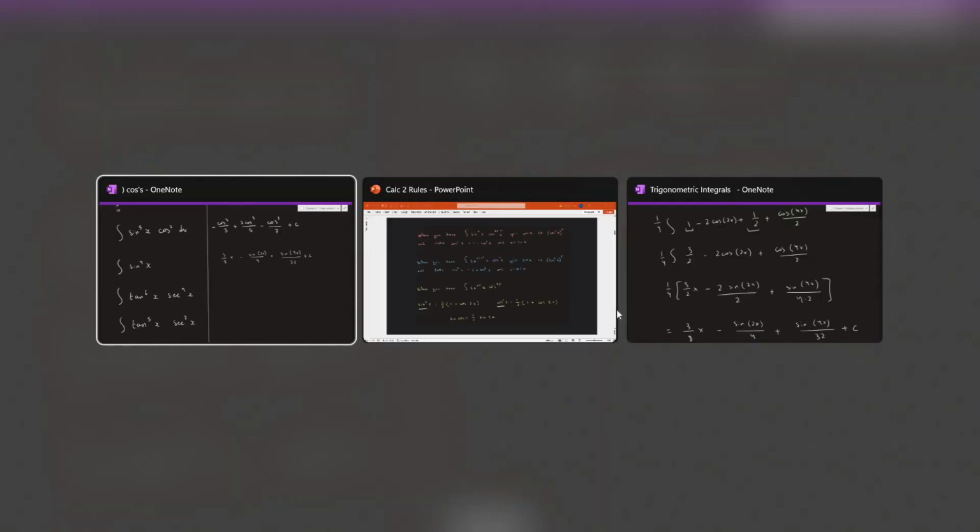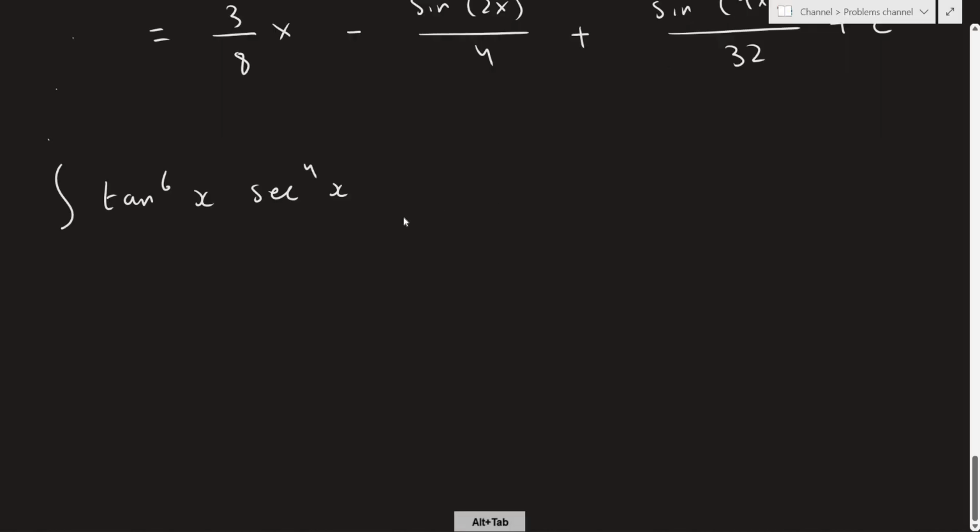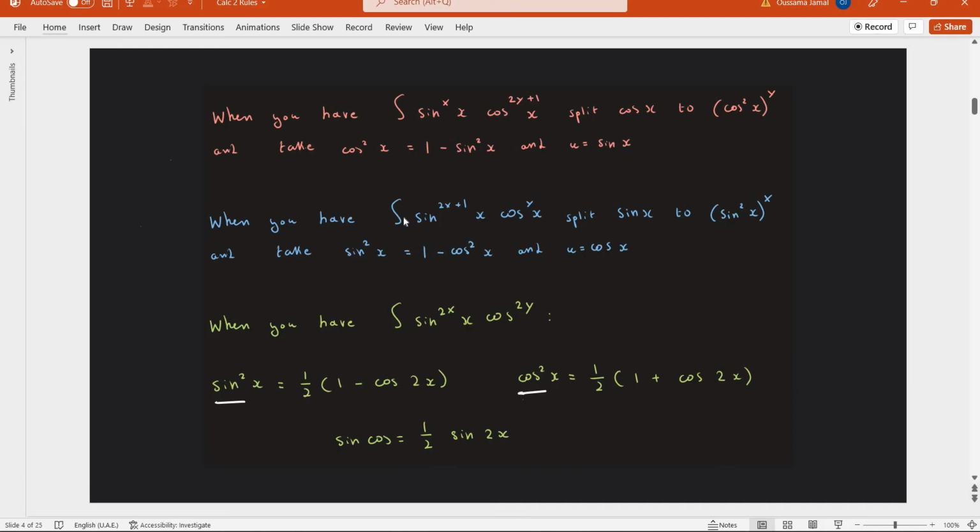All right, next question. Before I continue though, I want to tell you about this slide that I was talking about. So the power of sine x here can be anything, not just even. Okay, so I said even, odd, odd, even, but this can be anything, as long as this is odd, you can use this rule here. Here as well, cosine power y can be odd or even, as long as sine is odd, you can use this formula. While here, both of them should be even.